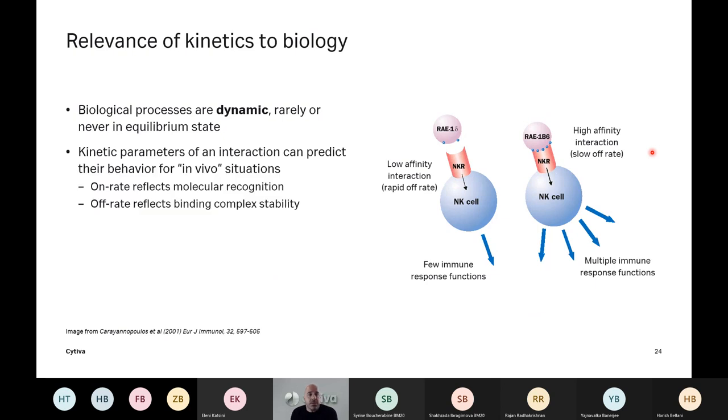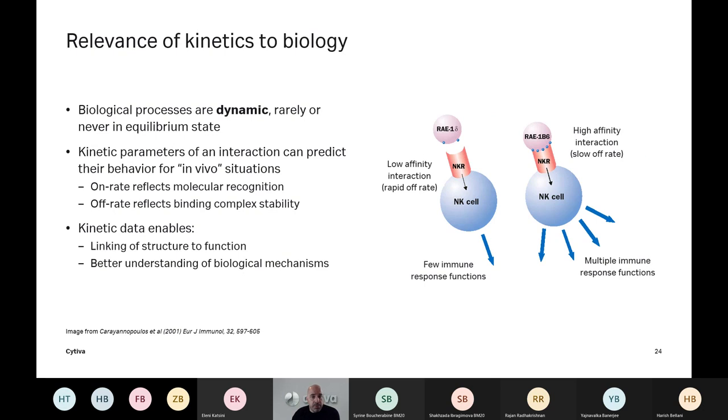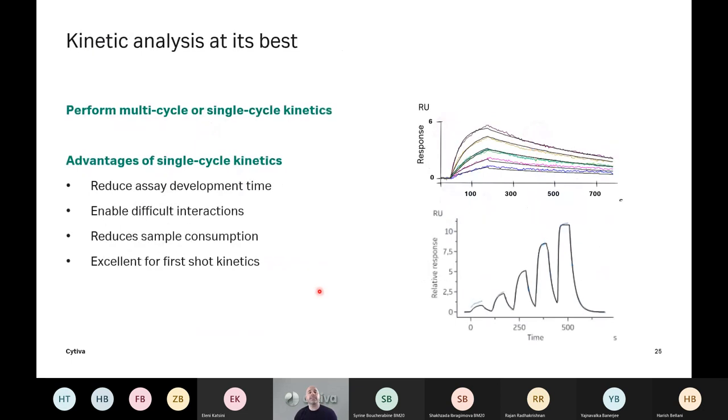So the on rate from the kinetics of the interaction represents the molecular recognition between the molecules, and the off rate reflects the binding complex stability, as I have mentioned. So by knowing the kinetics, we can link the structure of the molecules to their functions, and finally we can get a better understanding of the biological mechanisms. And we can study kinetics in different ways with Biacore.